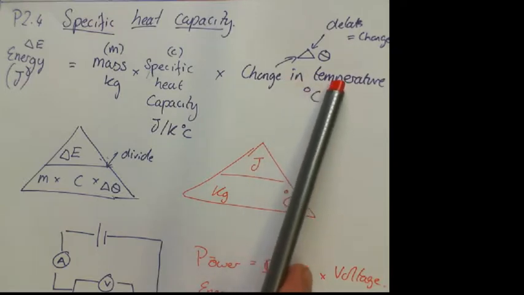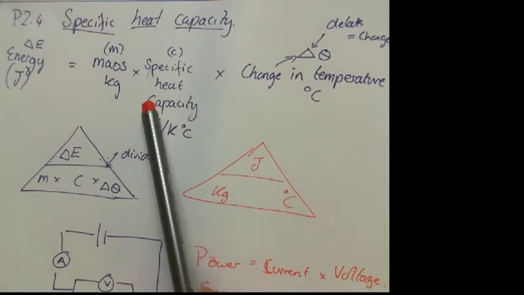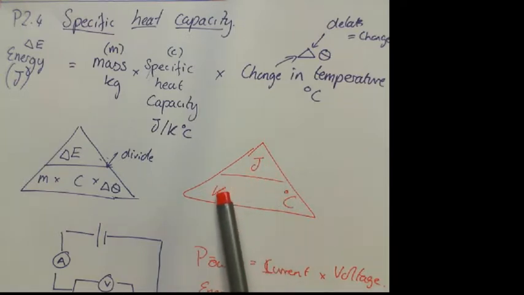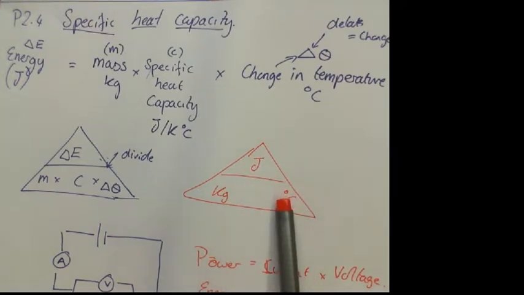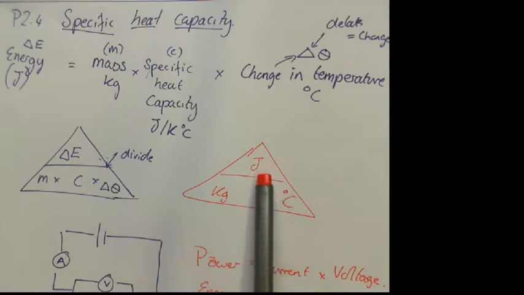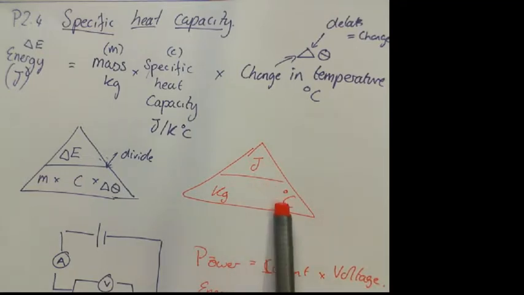So change in temperature. And if we want to know what the units for specific heat capacity are, we know that energy is in joules, we know that mass is in kilograms, we know that change in temperature is in delta, that's Celsius, which is this bit here. So that means that the units for c are going to be joules per kilogram Celsius.